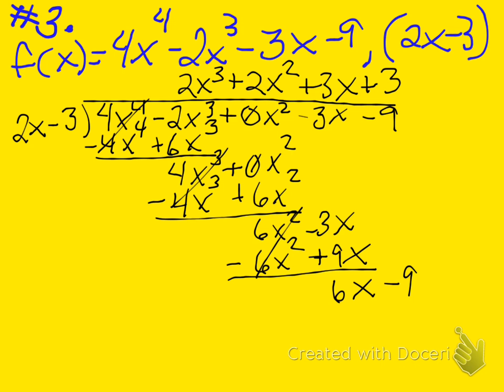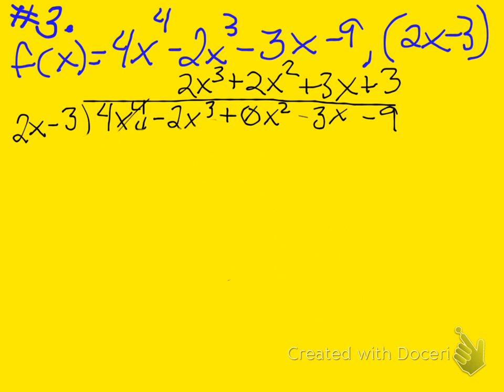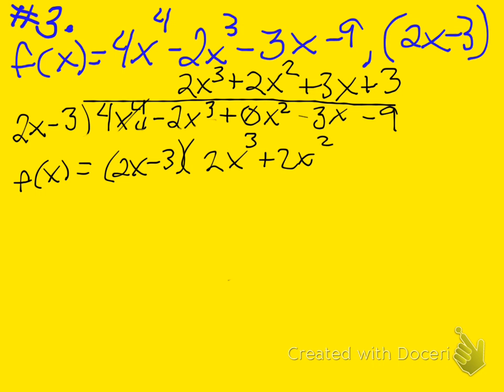So I distribute: 3 times 2x is 6x, and 3 times negative 3 is negative 9. But because I'm subtracting, I'm going to switch the signs. And I have a remainder of 0. At this point, I have proven, because I have a remainder of 0, that a way that I can factor the original problem is 2x minus 3 times 2x cubed plus 2x squared plus 3x plus 3.